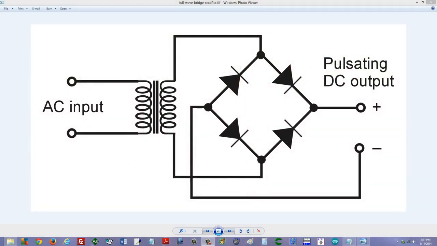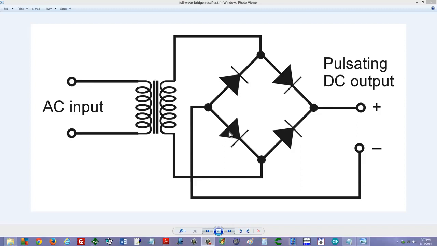Stan Gibilisco here to talk about the most preferred and most efficient way to get full wave rectification of alternating current. Here's the alternating current input to a transformer.